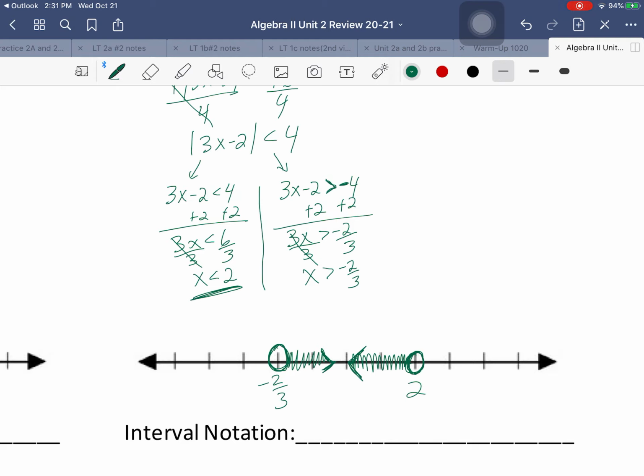Well, these are shaded towards each other. You can either write them as inequalities, always with less than signs when you write smallest number to biggest number, or you could write it as an interval. They're not equal to, so there are going to be parentheses, from -2/3 to 2.